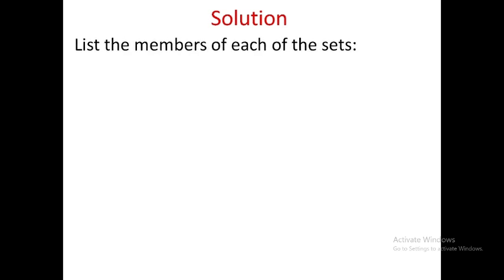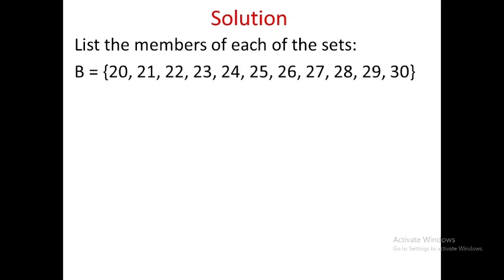First, whole numbers from 20. So we are told to start from 20 and go to 30. So of course, we have 20, 21, 22, 23, 24, 25, 26, 27, 28, 29, and 30.